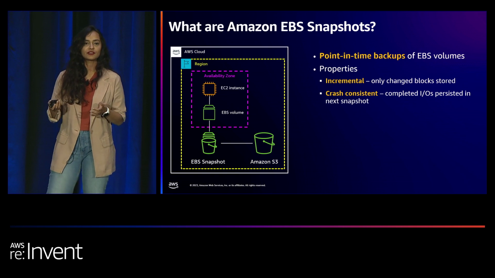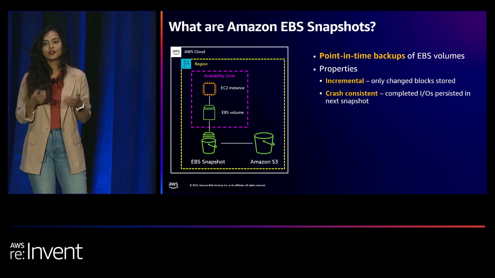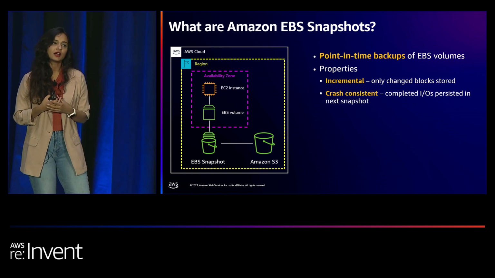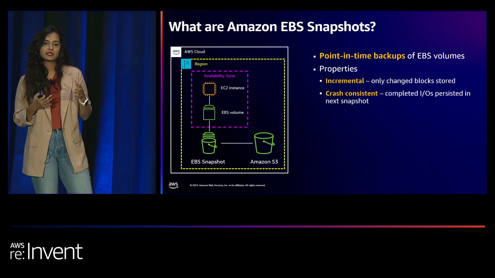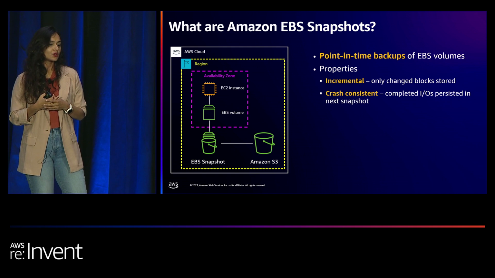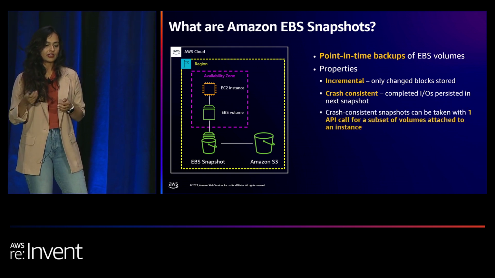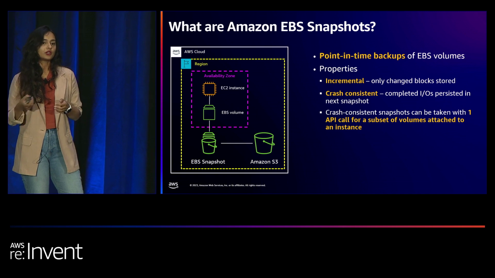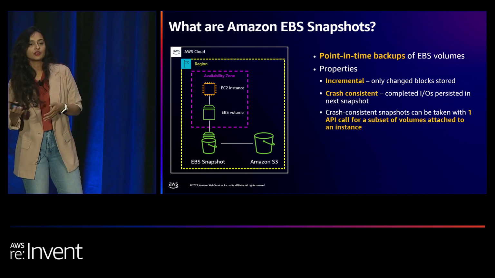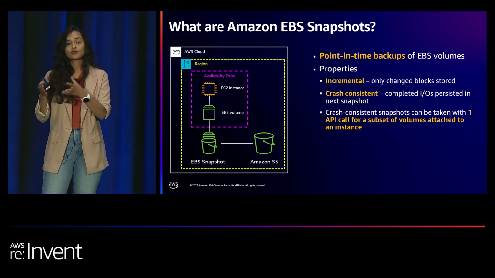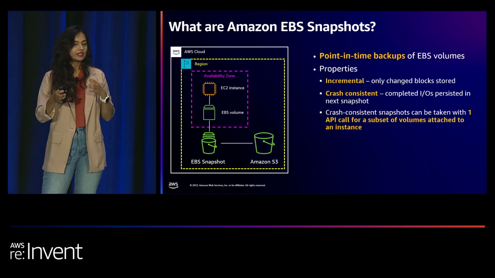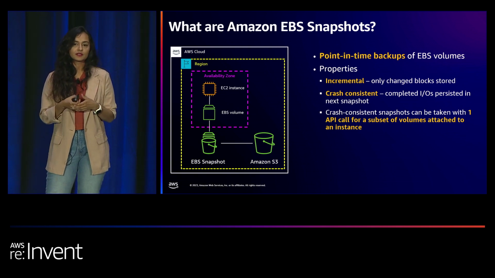Thirdly, snapshots are crash consistent. So a lot of our customers have large databases and large file systems that span across multiple EBS volumes that might be attached to an EC2 instance. So with EBS snapshots, you can use a single API call to take crash consistent snapshots of all your EBS volumes, or even a subset of your EBS volumes. So this saves you the work needed to, let's say, stop the instance, coordinate across all the volumes to make sure that the completed IOs are persisted in the snapshot.